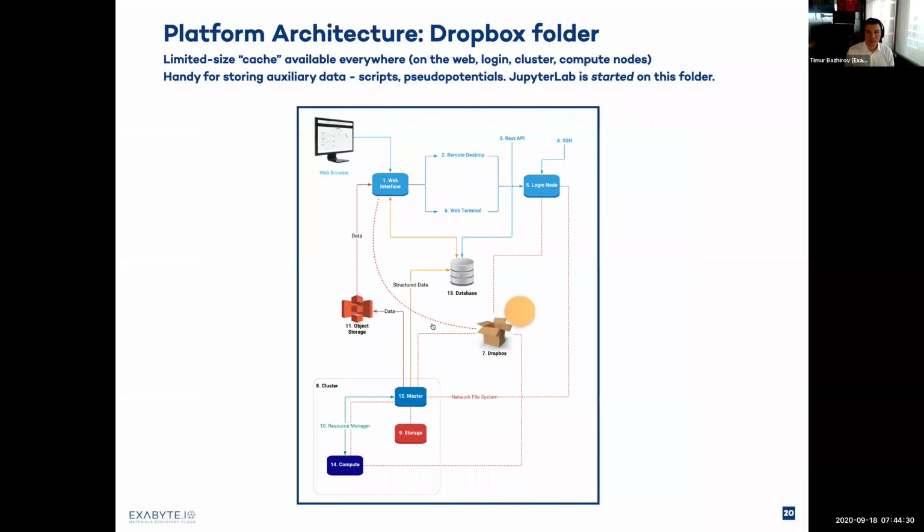So when we first connect to the file system, there are a few important things for us to have in mind, and Dropbox is one of them. So Dropbox is connected to the login node. It is connected to the calculation clusters, to the master node of the cluster. It is also connected to the web interface. And it is also present during the calculation time on the compute nodes.